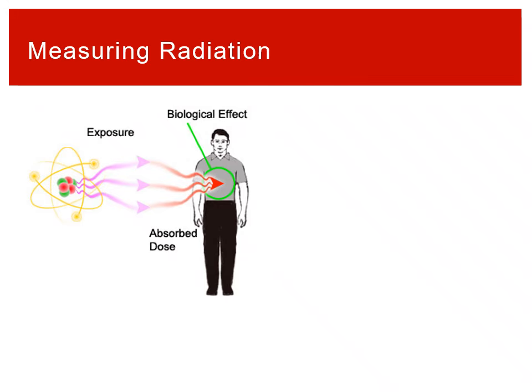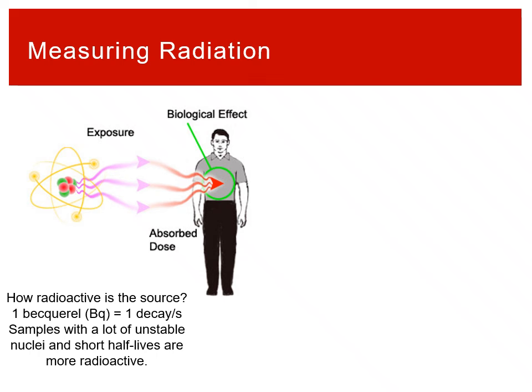Are we measuring how much radiation comes out of the nucleus? Or are we measuring how much radiation gets into a person and causes effects on that person? The first question would be, how radioactive is the source? A becquerel is a common unit there, which is 1 decay per second. That means 1 nucleus undergoing a decay process per second. So it's a rate, and something that has higher becquerels is more radioactive.